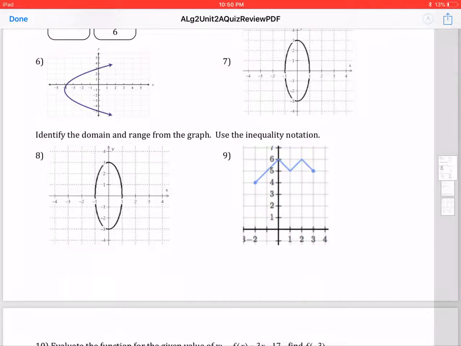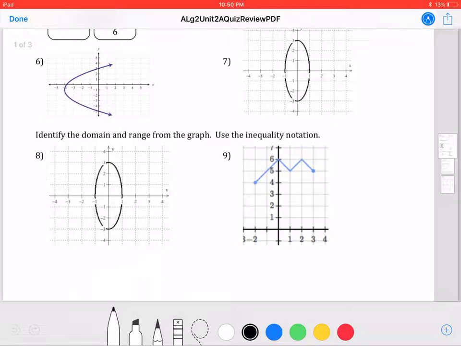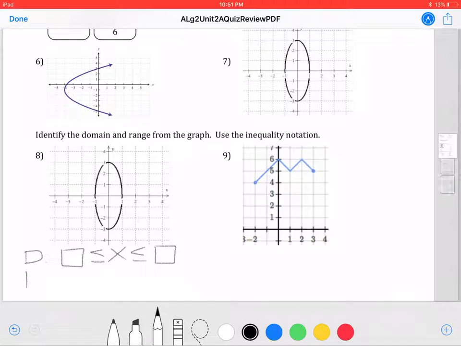Just as a quick review, your answers should follow the format: domain, something less than or equal to x, less than or equal to something. Range will follow the same format, however, we're going to switch to the y. How far south, how far north. Fill in the boxes.